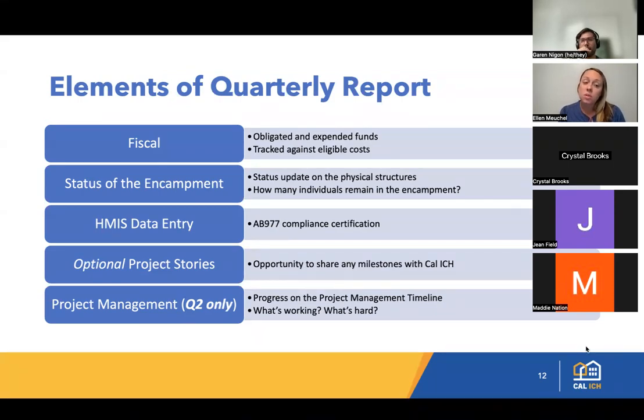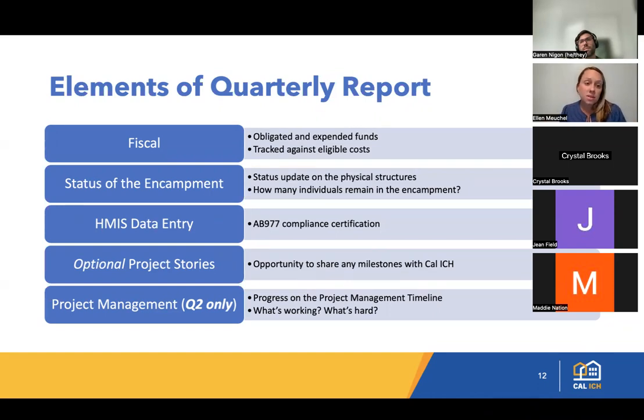The quarterly report will always end with optional project stories. So just to let you all know, we do receive requests from the governor's office, from senators and legislators asking about the status of different encampments. If you have some stellar stories that you would like for us to be able to share with those folks, we always encourage that. It is not required, but you are welcome to include any stories, pictures, video, anything that you would like to convey to us and share with us that we can then share forward and speak of the great work that you all are doing.